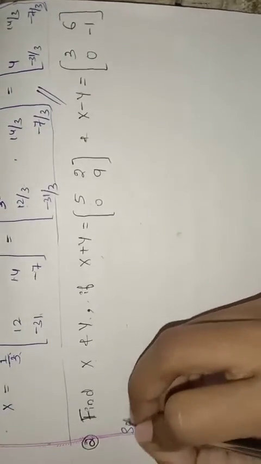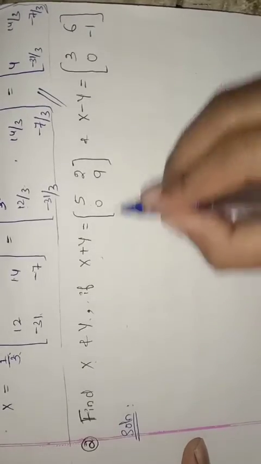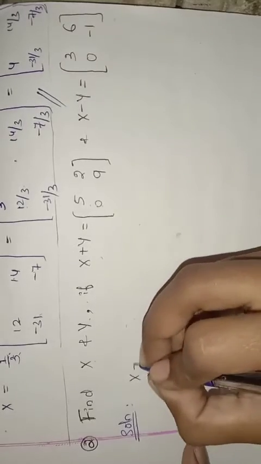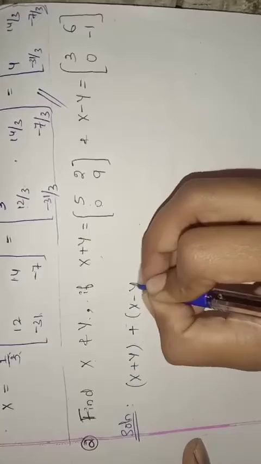See, the solution for this problem will be, so what I will do here, so this is matrix 1 and this is matrix 2. I will add these two, that is x plus y matrix plus x minus y matrix.